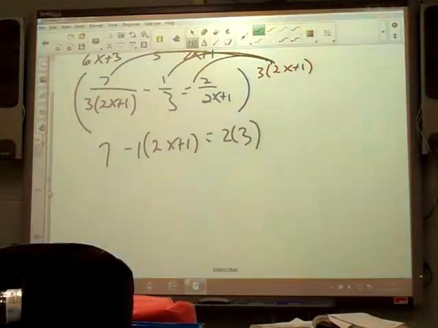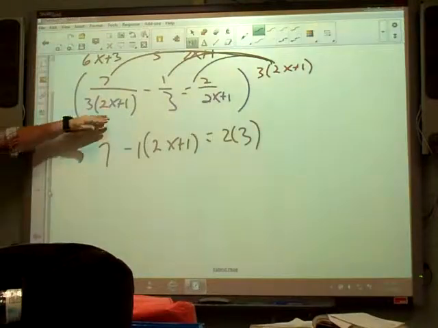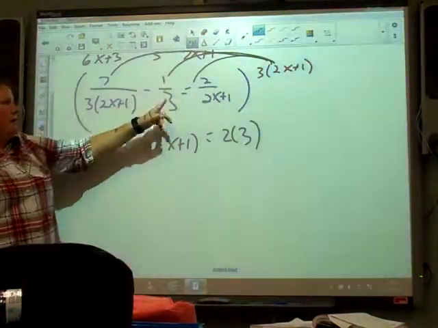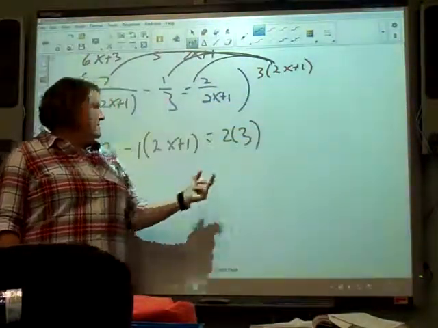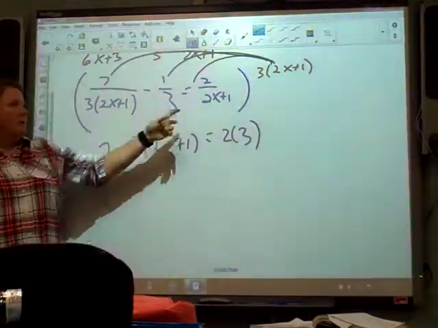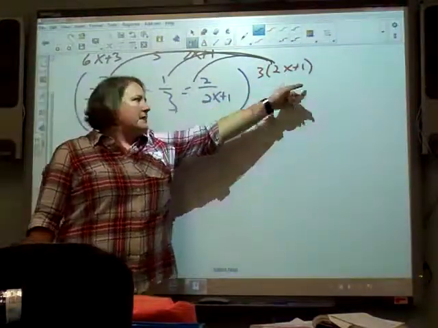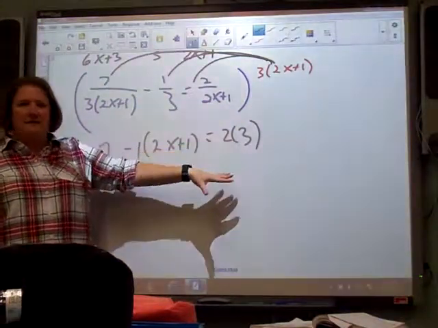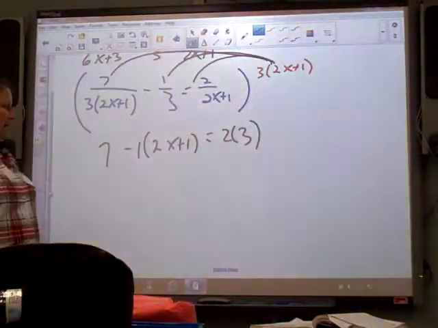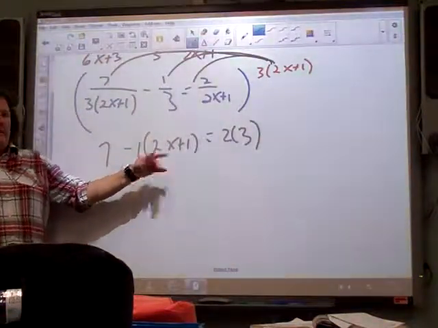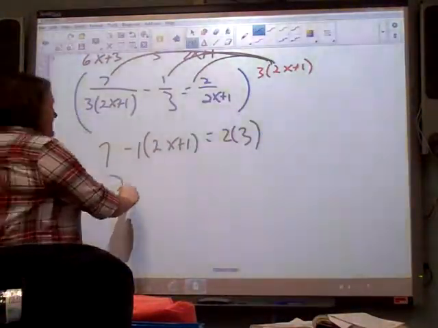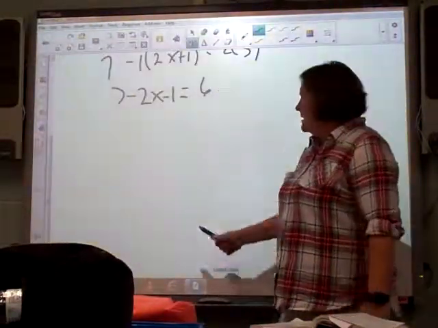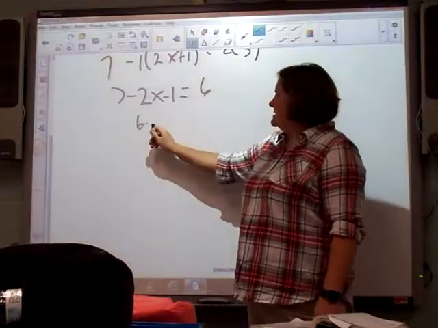Alright, when you distribute your common denominator, on the first piece, everything would cancel out. You just have your 7. On the -1, the 3's would cancel out, so you would still have the 2x plus 1. On the 2, the 2x plus 1's would cancel out, so you would still have the 3. Okay, I know that's 6, and yes, skip that step if you can. I just wanted everybody to see where everything came from. This -1 times that, all that does is change your signs. So that's 7 minus 2x minus 1 is equal to 6. Combined, 7 minus 1 is 6.